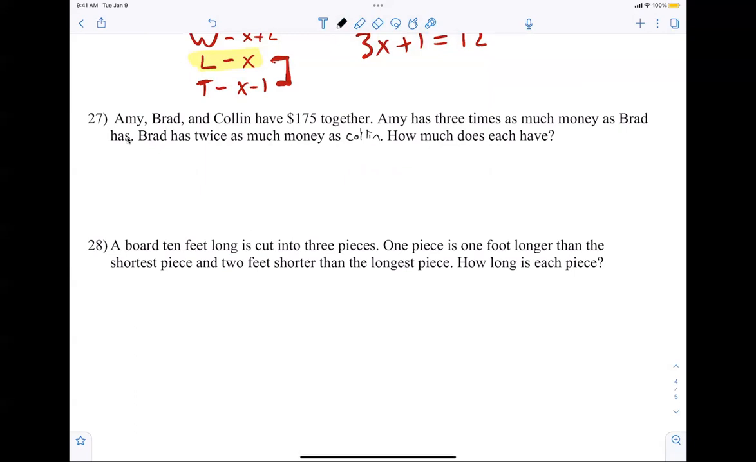Is that the bell? All right, so you have two problems for homework, 27 and 28. 27 and 28 are homework. Thank you.